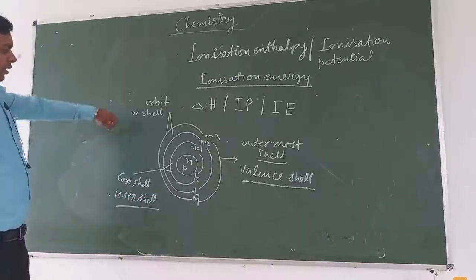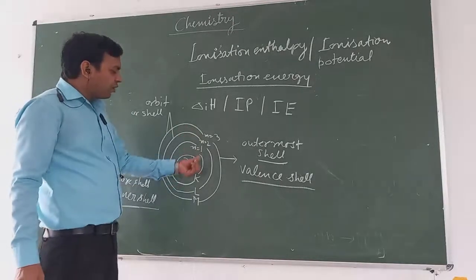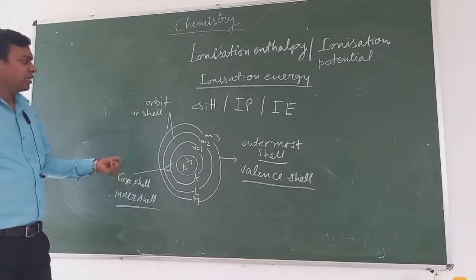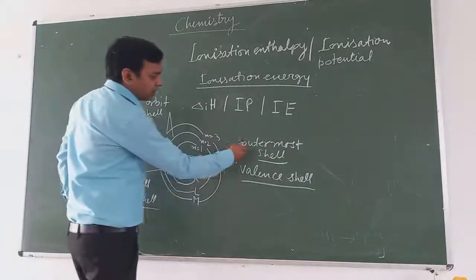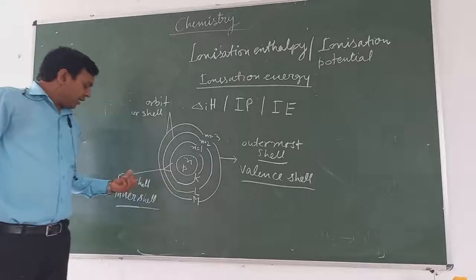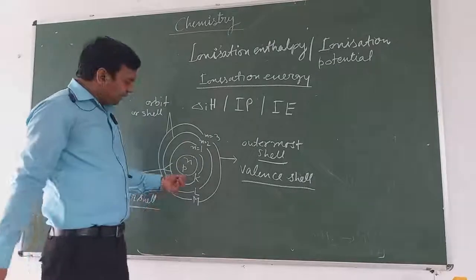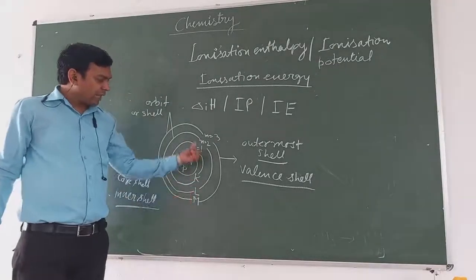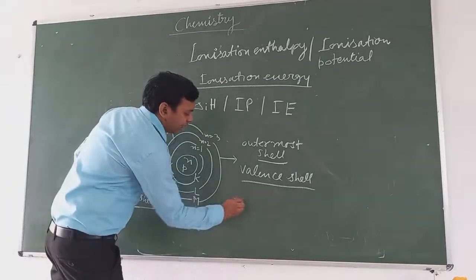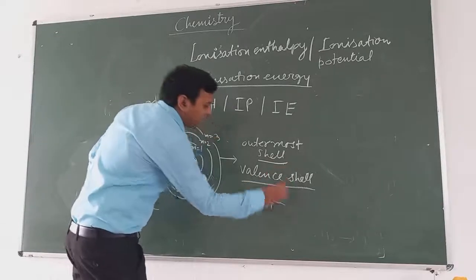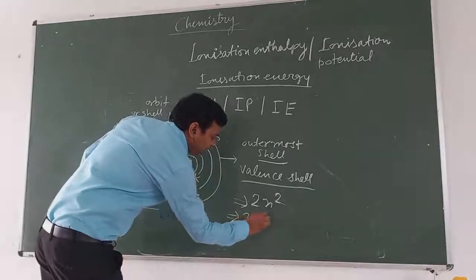Again, the nucleus contains neutrons and protons and is surrounded by circular paths, known as orbits or shells. The outermost shell is the valence shell and the inner shells are core shells. The first shell is K, the second is L, and the third is M. According to the formula 2n square, the first shell contains 2 electrons.